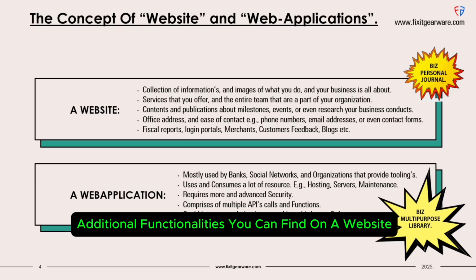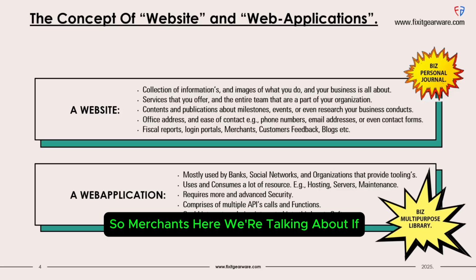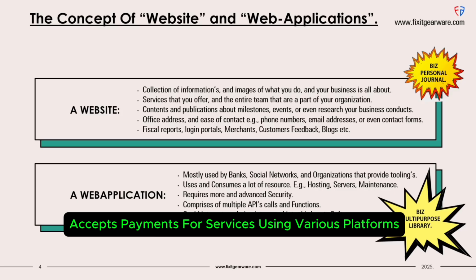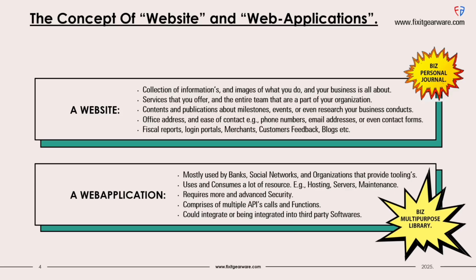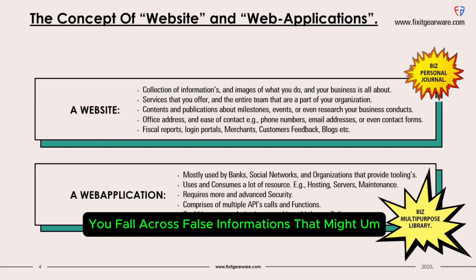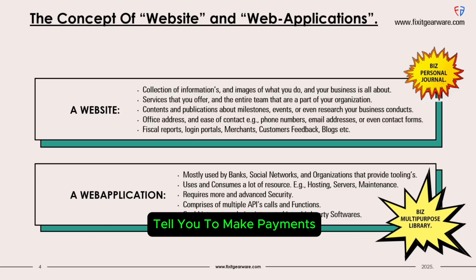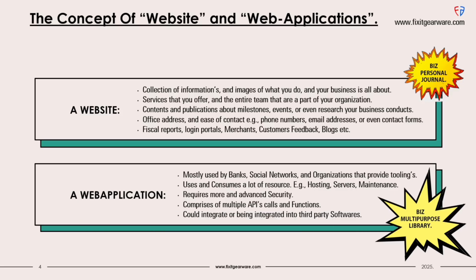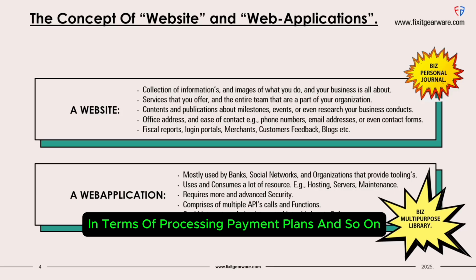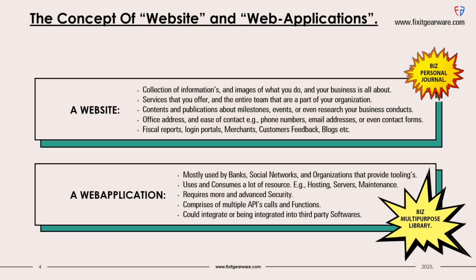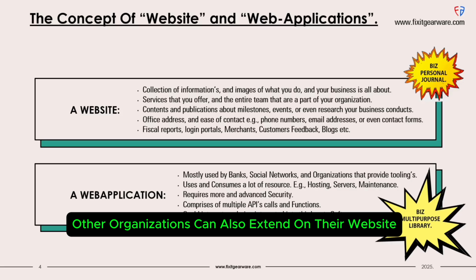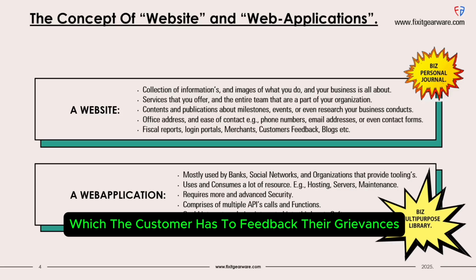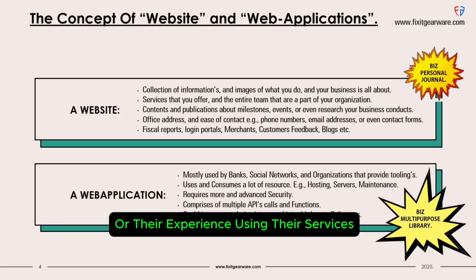Additional functionalities you can find on a website include merchants. So merchants here, we're talking about if the organization accepts payments for services using various platforms, they can also list them there for you to be aware of this information. But in case you come across false information that might tell you to make payments to organizations that are not legitimate or involved with this organization in terms of processing payment plans and so on. Other organizations can also extend on their website customer feedback forms, where the customer gives feedback on their grievances or their experience using their services.